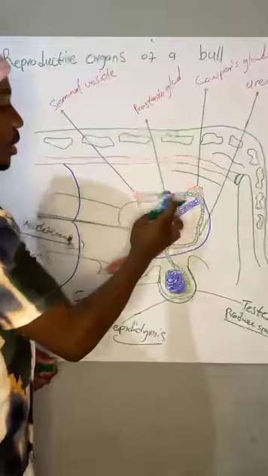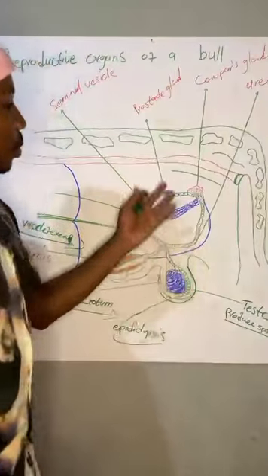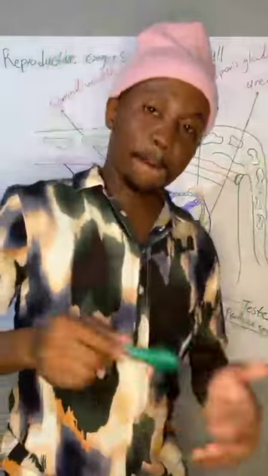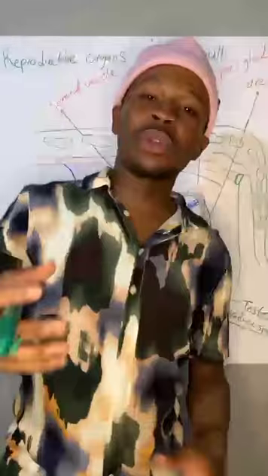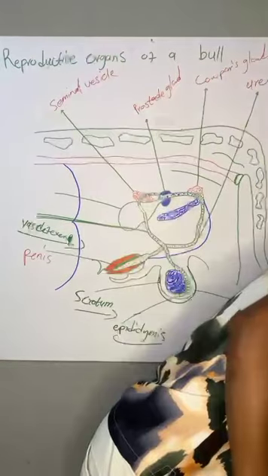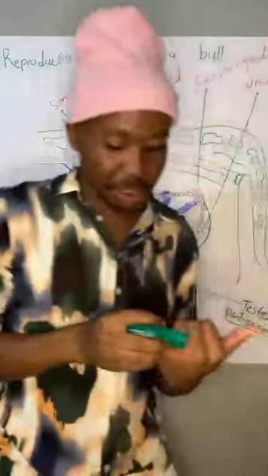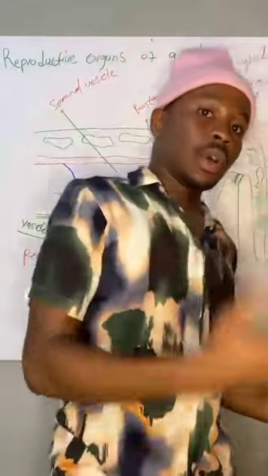Okay, another thing we have is the prostate gland, colored with the blue marker there. That one will secrete a fluid that helps the sperm to be able to move through the urethra until the female reproductive organs.